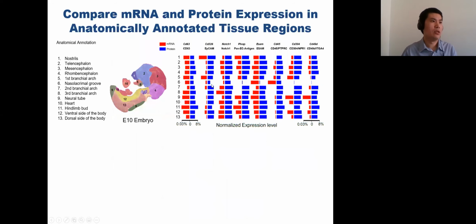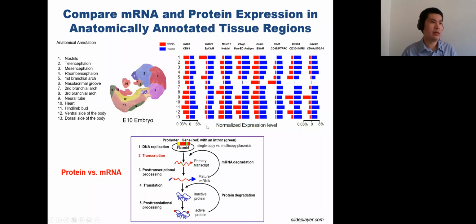And so we also did this measurement. Basically, we annotated the mouse embryo tissue into 13 different areas based on their morphology. Then we extracted the protein and mRNA counts for different areas and put them side by side. Red will be mRNA and blue will be protein. So again, it shows that the protein counts really don't reflect the mRNA counts.